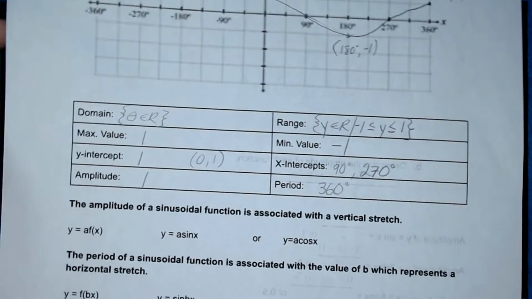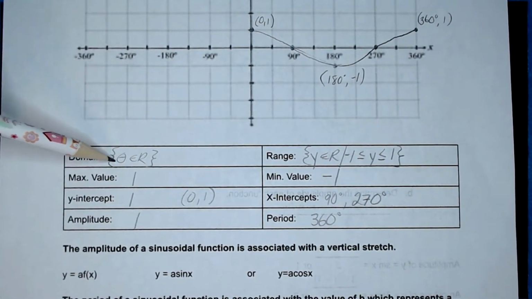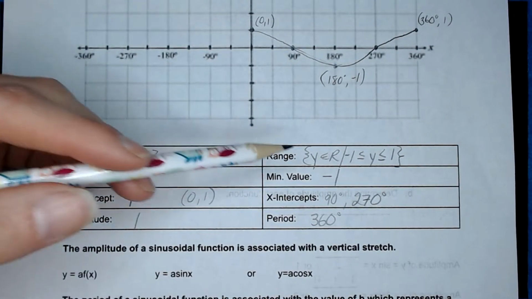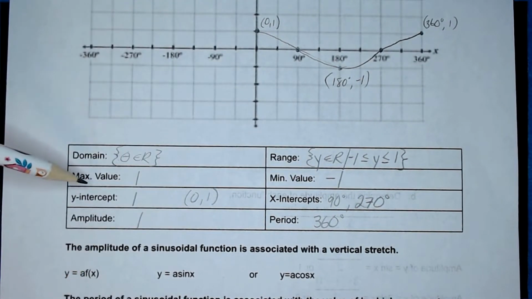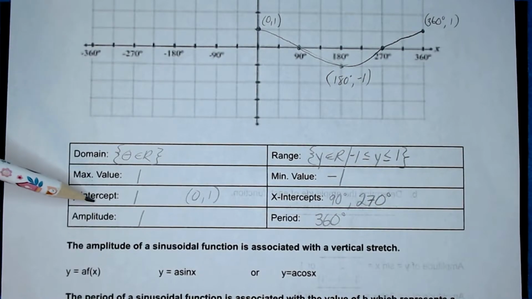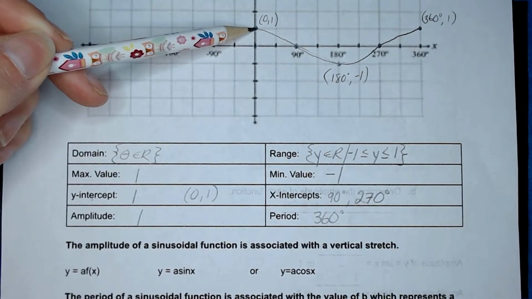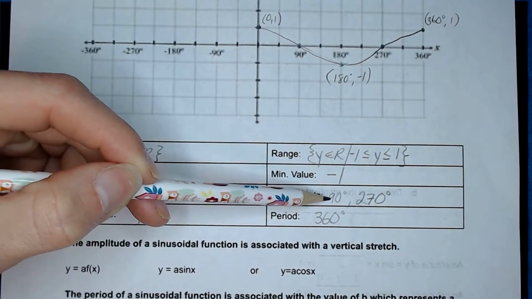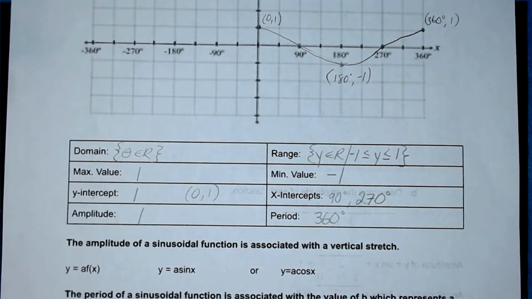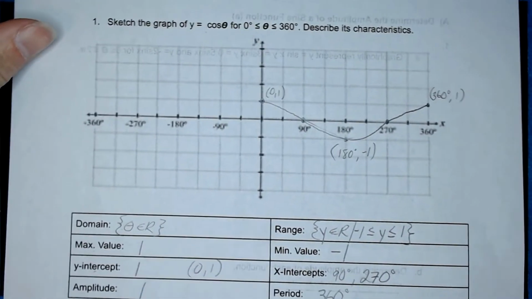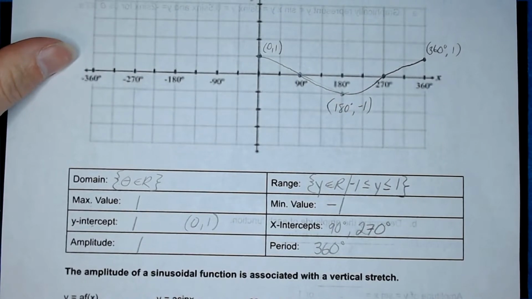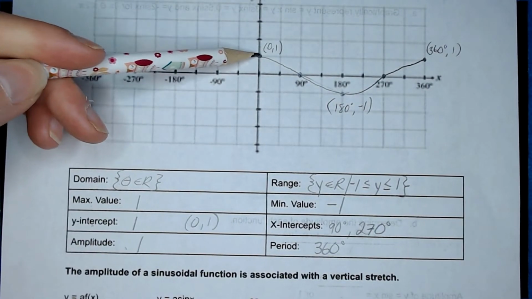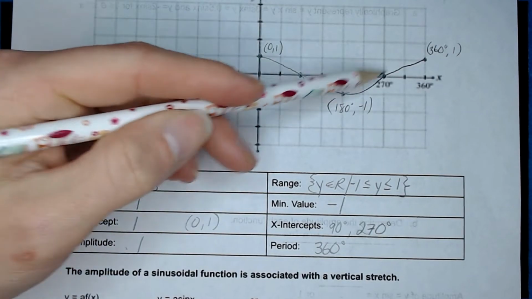Now, we have some characteristics of this graph as well. The domain, theta can equal any real number. The range, of course, is -1 to +1. Max and min are plus and -1 as well. Our y-intercept is a little bit different than our sine graph. Typically, if there's no transformations done to the cosine graph, it's going to go through the point 0, 1. It will have x-intercepts at 90 and 270 for the restricted domain that we're given, 0 to 360. And of course, we'll repeat every 180 degrees. The amplitude is 1. That's just the height from here to here. And the period is 360 degrees.